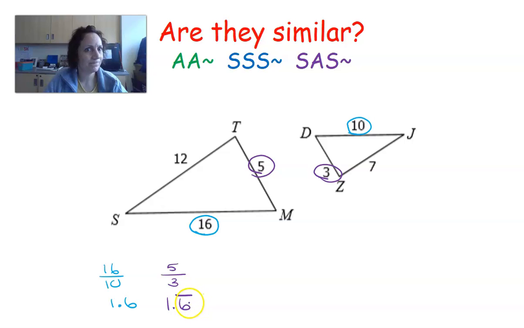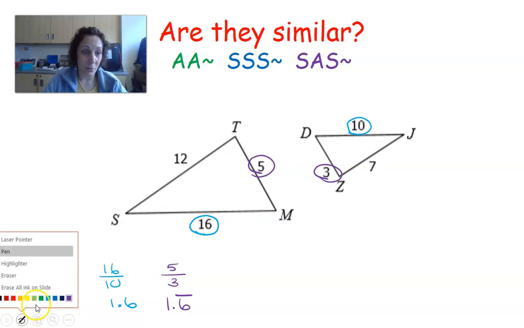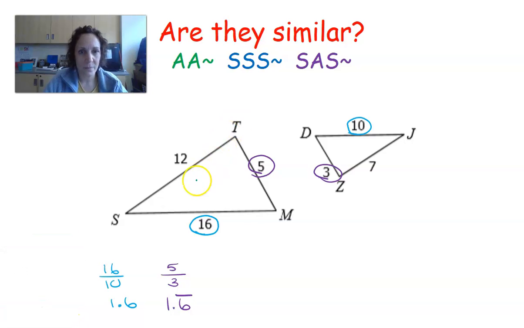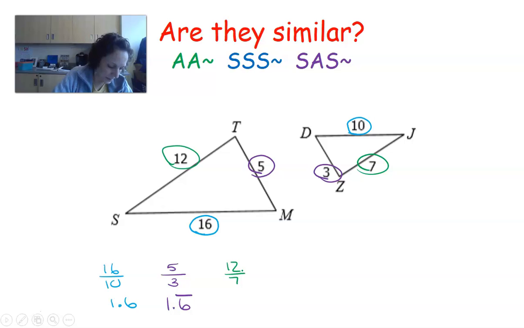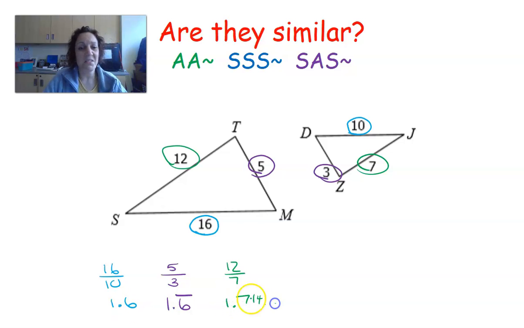1.6666666. Bad news. They just don't match. I don't need to check the third one because everything's already ruined, but I'll do it anyway. 12 to 7 is, boy, they weren't playing with this one, huh? This one is 1.714. None of them match. So I was hopeful I could use side, side, side, but it's not going to work because my ratios don't match. They're not similar.